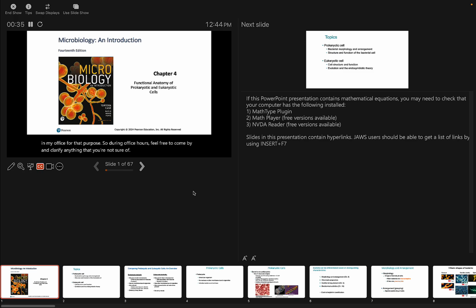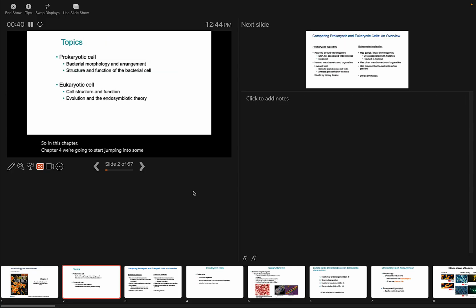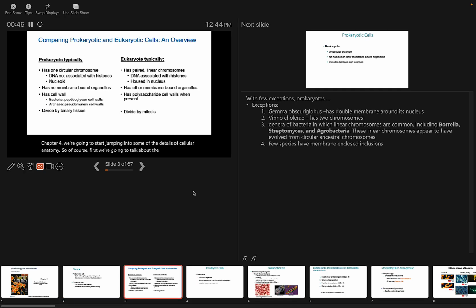So in this chapter, chapter 4, we're going to start jumping into some of the details of cellular anatomy. Of course, first we're going to talk about the prokaryotic cells, and then we'll talk about the eukaryotes. Again, I assume that a lot of this is hopefully review from other classes you've taken. The idea that there are organisms that don't have a nucleus and some that do is a pretty major difference. If it's been a while since you've covered that, that's okay. It's been a while since I took intro bio too, so I totally get it. But those are going to be some really fundamental concepts.